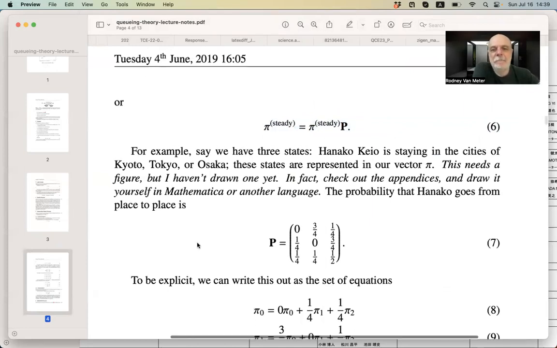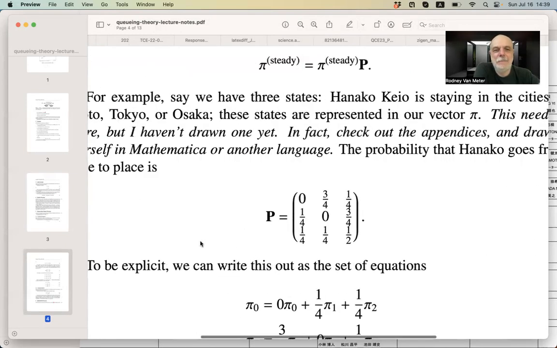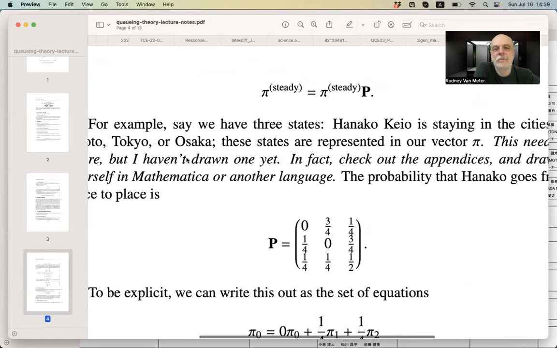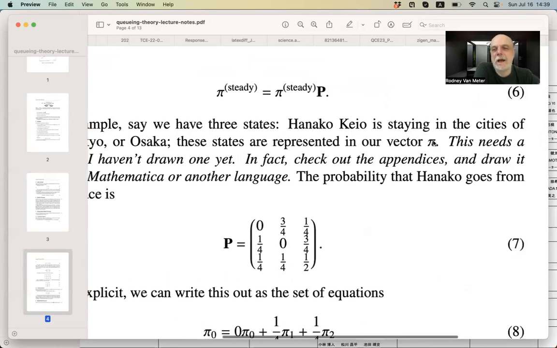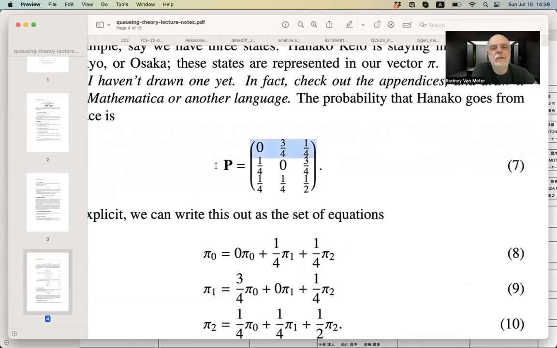Let's take as an example Keio student Hanako Keio. She likes to spend her time in the 3 cities, Kyoto, Tokyo, and Osaka, and we'll represent those 3 cities in our state vector pi. Every day she stays in one of those cities, and then from that city she goes to either the same city or one of the other cities, but she moves from city to city with some probability. We can write this out using a transition probability matrix like this P.